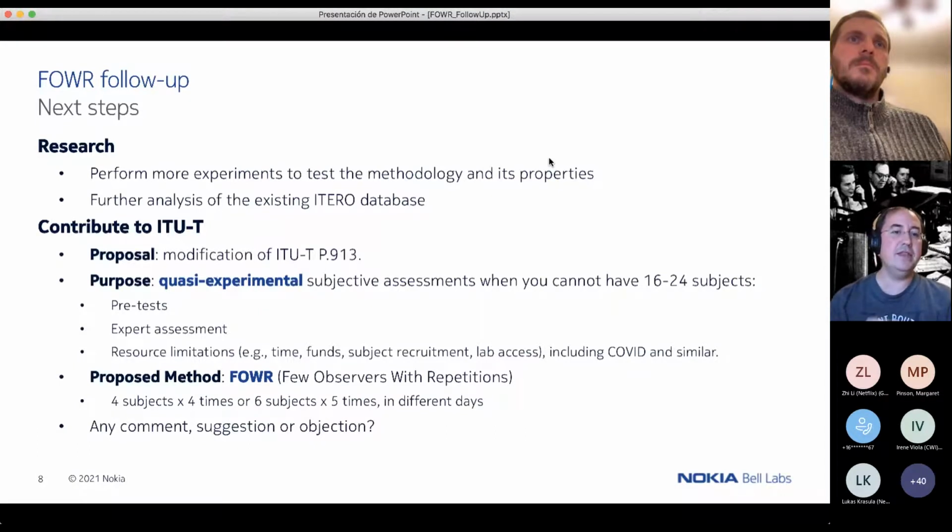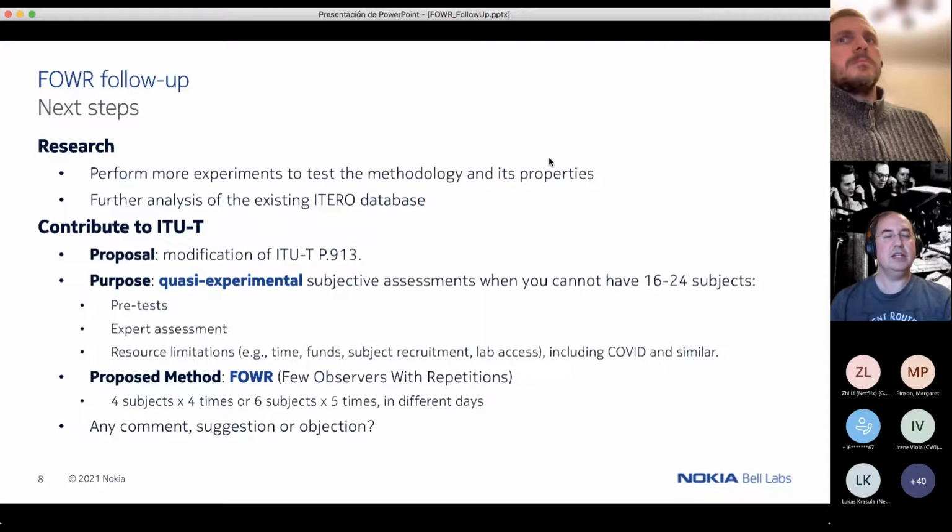So far, so good. And these are basically the next steps that we are planning. Not just me, also the rest of the co-authors. I mean, Lucian and Margaret and Narciso, because this is a joint work between us four and our labs. So on the research side, of course, we want to perform more experiments to test the methodology and its properties.